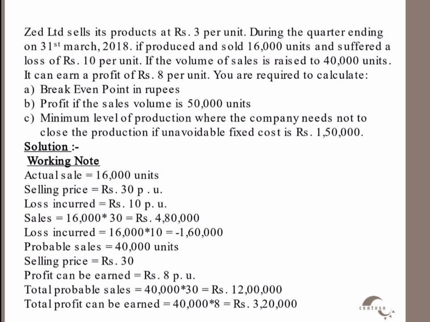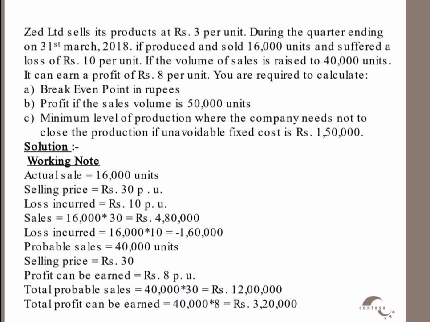The actual sales is 16,000 units. Selling price is rupees 13 per unit. Loss incurred is 10 per unit. Then the sales amount is 16,000 into 13, that is equal to 2,08,000. Then the loss incurred is 16,000 units into 10 per unit, that is equal to negative 1,60,000 rupees.